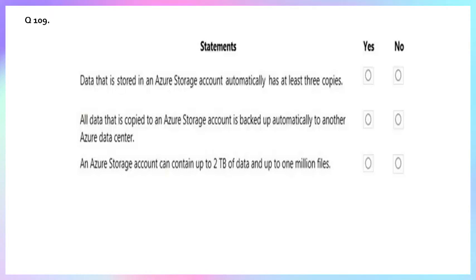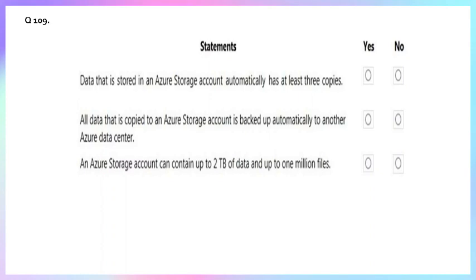Question number 109. In this question, statements are given and you have to select whether each statement is yes or no, meaning the statement is correct or not. So let's take each statement one by one and then we will decide whether it is correct or not.